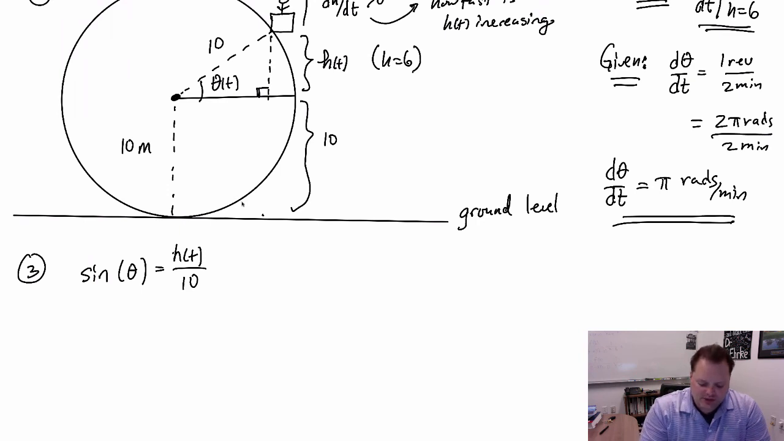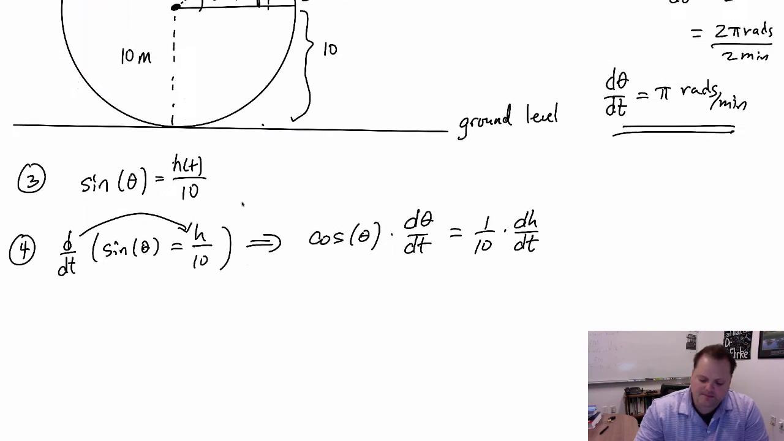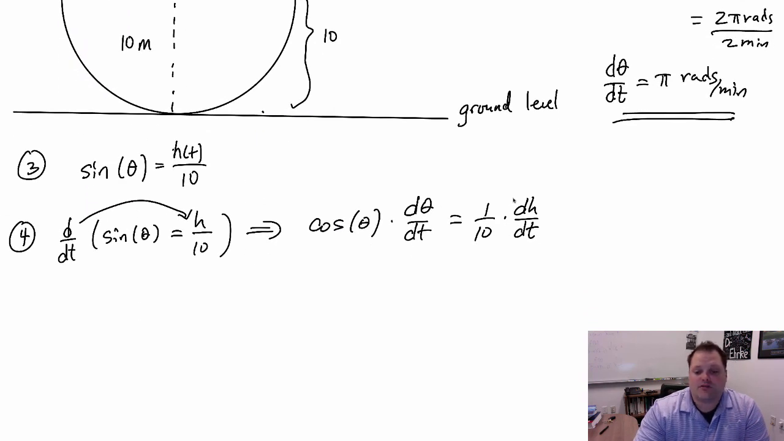Okay, so step 4, differentiate both sides with respect to time. So the derivative of sine is cosine times the inner function theta's derivative. Okay, distributing to h, the derivative of h, this will be 1/10 dh dt. So the derivative has been taken on both sides.